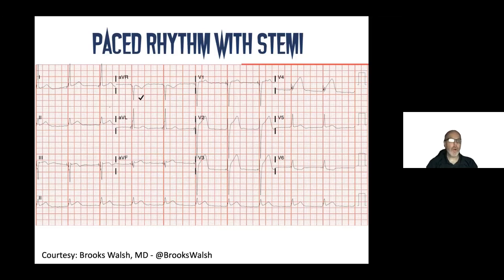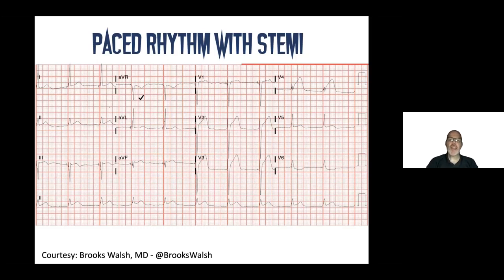Which means the terminal force is going away from V1, giving you a left bundle morphology, which is why you have the terminal S wave up here in lead V1. So as it turns out, the Scarbosa criteria are transferable to paced rhythms as well. And I'm going to follow the same exact pathway.